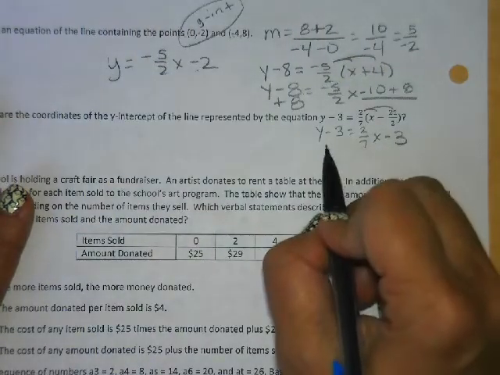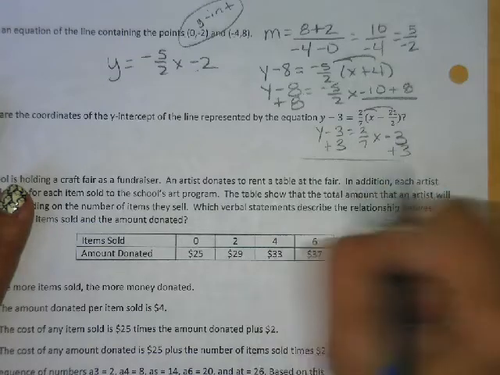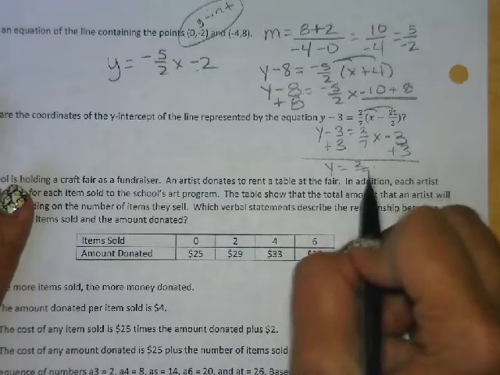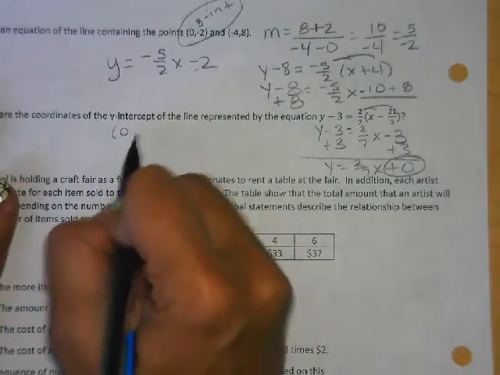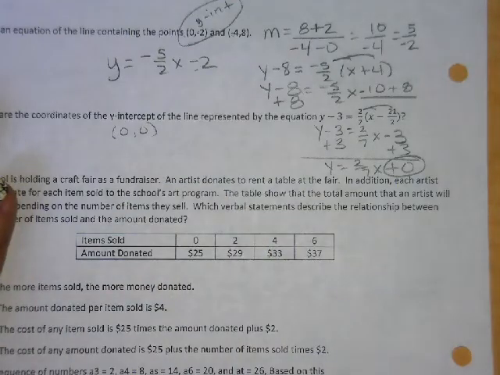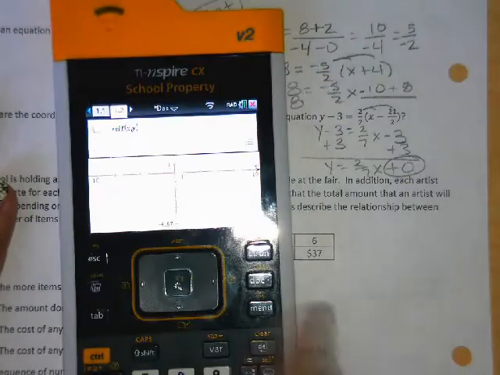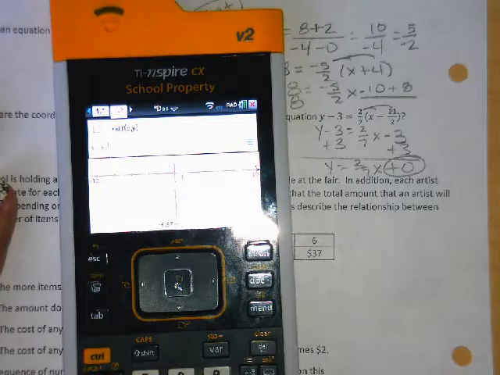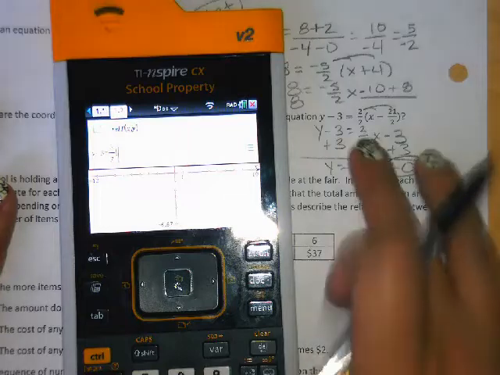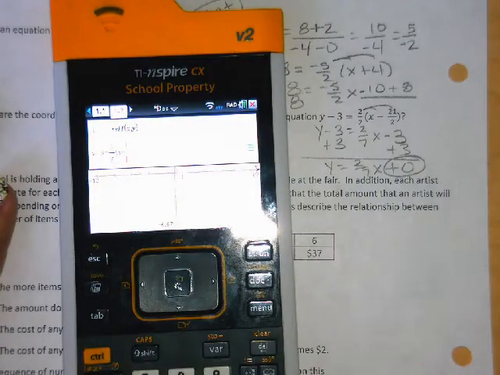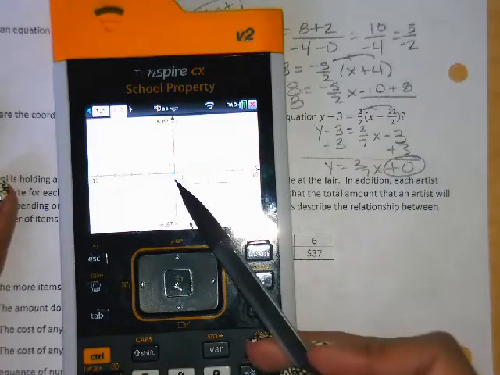And then you could add 3 to both sides. Y equals 2 over 7x plus 0, where this is our b value. So the y-intercept, in fact, is the origin. If we wanted to check that, we could graph it. Y minus 3 is equal to 2 over 7 parentheses x minus 21 over 2. And I can see that does, in fact, go through the origin.